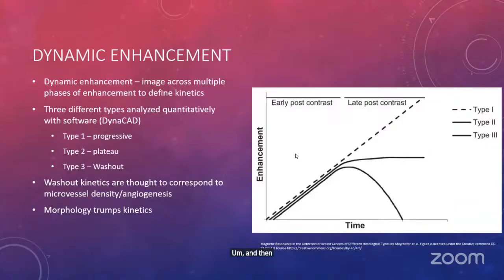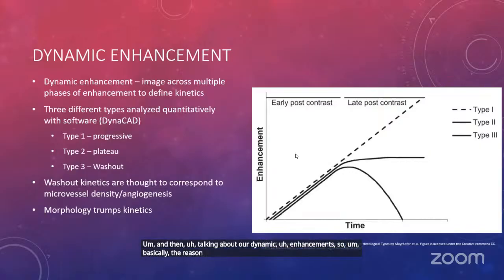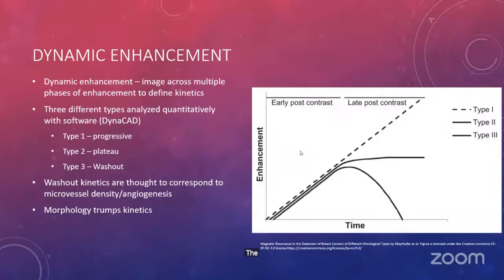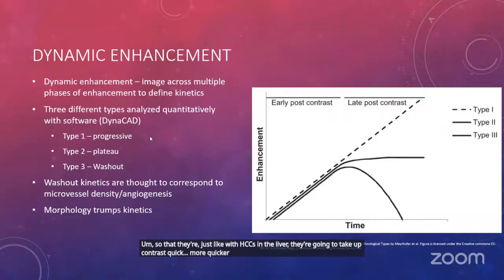And then talking about our dynamic enhancement. Basically, the reason we do multiple post-contrast sequences is the idea that a malignancy is going to have a lot of microvasculature, same idea as with hepatocellular carcinomas. Just like with HCCs in the liver, they're going to take up contrast more quickly than the surrounding breast tissues, and then it's going to lose that contrast more quickly. So we call that type 3 enhancement or washout enhancement.